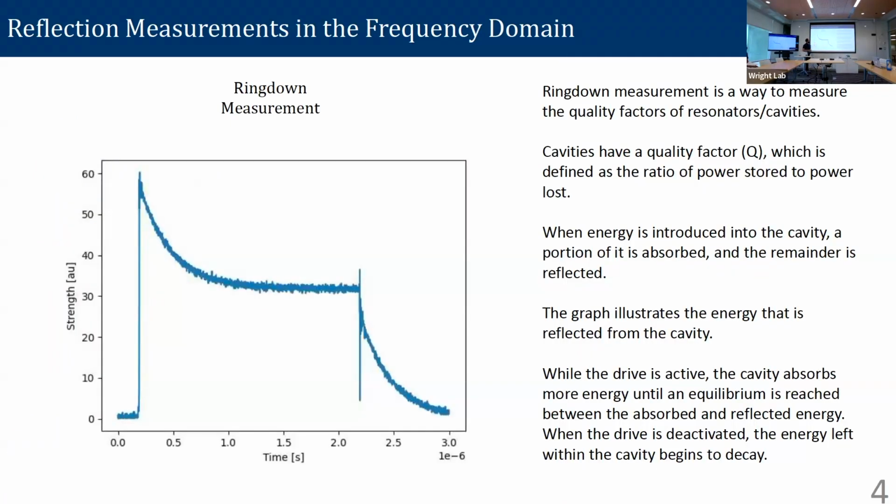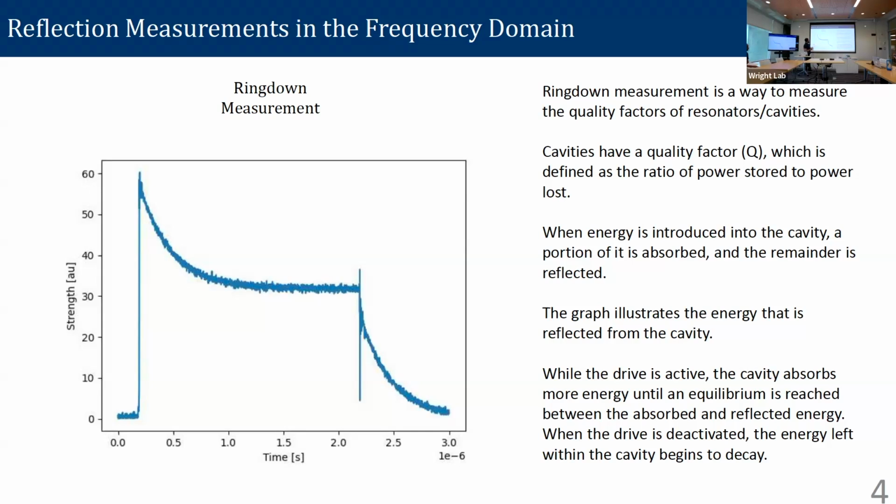Now, this is an example of one of the measurements that the extension would interact with. This is a ring down measurement. And what this is, it's a way to measure the quality factors of our cavities. These cavities have a quality factor. And what this graph shows is, or what I start with is, energy is pushed into these cavities, and some of the energy is absorbed by it while the rest is reflected. This graph shows the energy that has been reflected back off of the cavity.